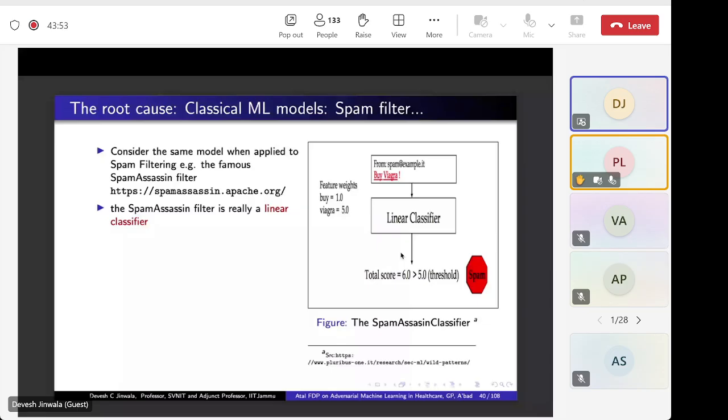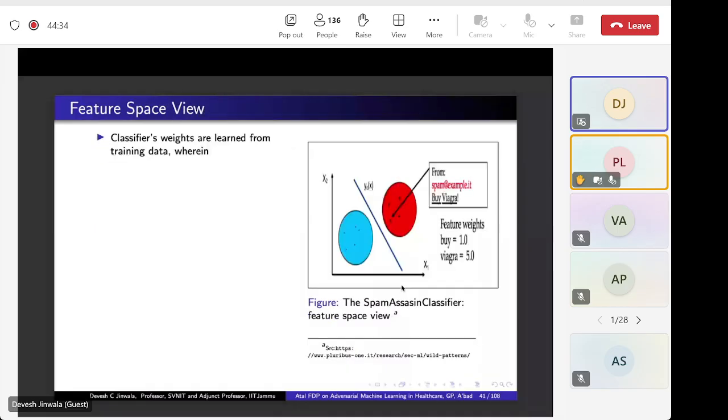So in this case, buy is given weight of 1.0, Viagra is given weight 5, and what that classifier would do is compute the total score of these feature vectors. During the training phase, it would have been taught that the threshold for considering an incoming mail as a spam mail is if this feature score goes above a particular threshold. So here the threshold shown, for example, is 5. And because Viagra alone contributes 5 to the total feature weight, the total score comes out to be 6. And so we would say that this incoming mail is a kind of spam mail. That is how a classifier would be able to work.